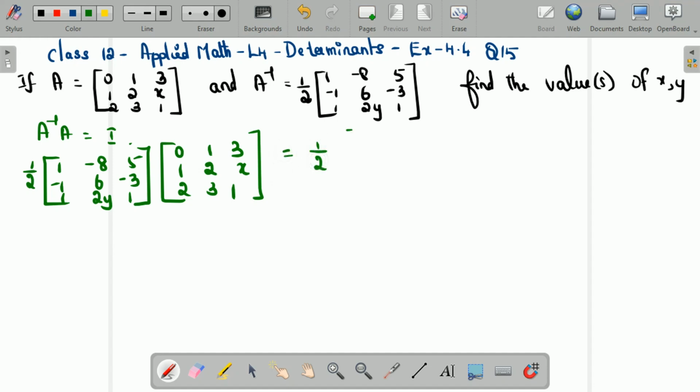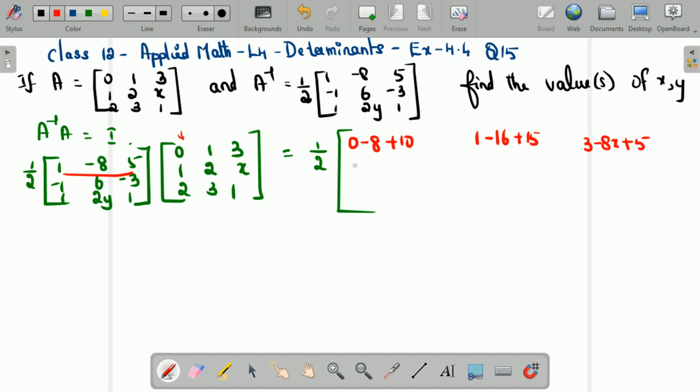So this is half into, now the rows to the column multiplication. I'm taking the first row and multiplying with this particular column. So this is 1 into 0 is 0, plus minus 8 into plus 1, so it's minus 8, plus 5 plus 2, so it is going to be plus 10. Now for the second entry, it is going to be 1 minus 16 plus 15. For the third entry, it is 3 minus 8x plus 5.